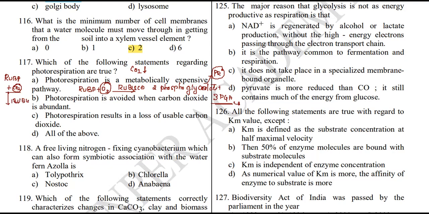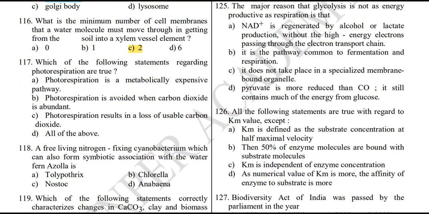And now what exactly happened? A lot of carbon dioxide is released in this process, and there is no ATP, no NADPH. So if this is happening where oxygen has been utilized and carbon dioxide is released, it is a wasteful process. It is a very expensive process where you use all the oxygen. So photorespiration is metabolically an expensive process. Yes, photorespiration is avoided.